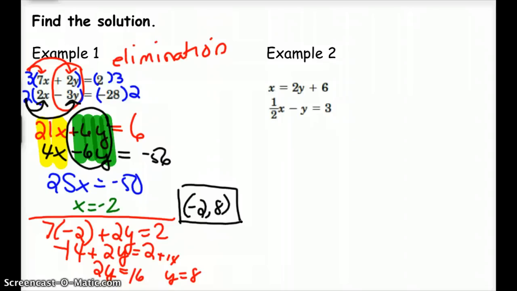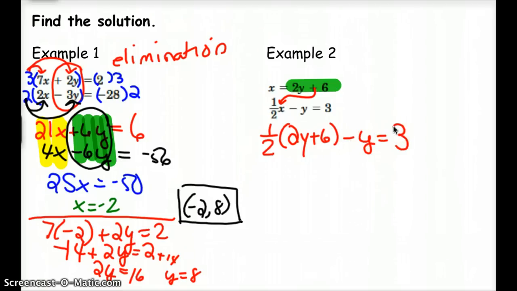Example number 2. I have x by itself, so I'm thinking this is going to be a substitution. It's set up to substitute. So I'm going to take 2y plus 6, and I'm going to substitute it right in for x. So I've got half, and then I'm substituting, instead of x, I'm writing 2y plus 6. Minus y equals 3. Go ahead and distribute your half. Half times 2 is 1y, plus half of 6 is 3, minus y equals 3.